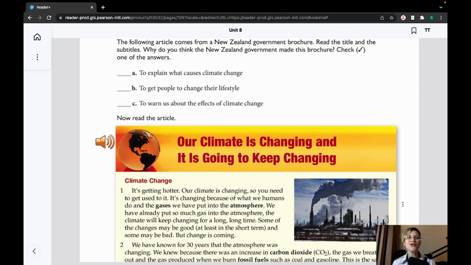Okay, the following article comes from a New Zealand government brochure. Read the title and the subtitles. Why do you think the New Zealand government made this brochure? Okay, I want you to tick off the answers. A, to explain what causes climate change. B, to get people to change their lifestyle. Or C, to warn us about the effects of climate change. What is the purpose for the New Zealand government to make this brochure?